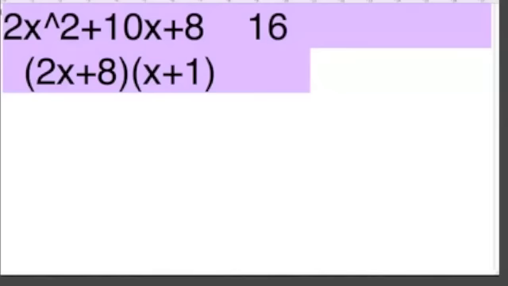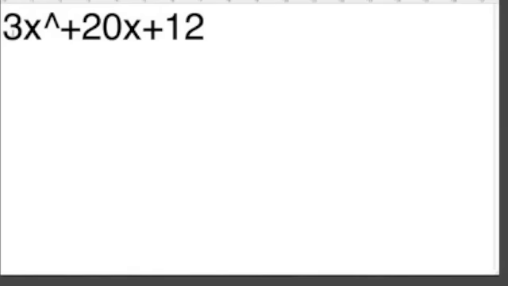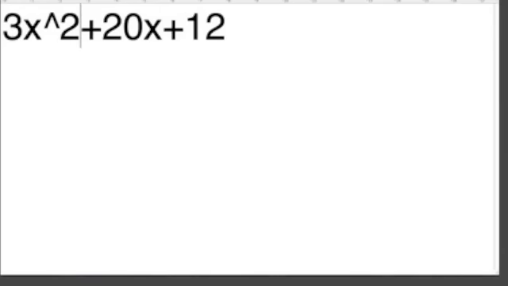Let's do another one. So this second one would be 3x squared plus 20x plus 12. So we would just do the same thing. First we start out by multiplying the constant and the beginning term. So that would be 12 times 3, which is 36.